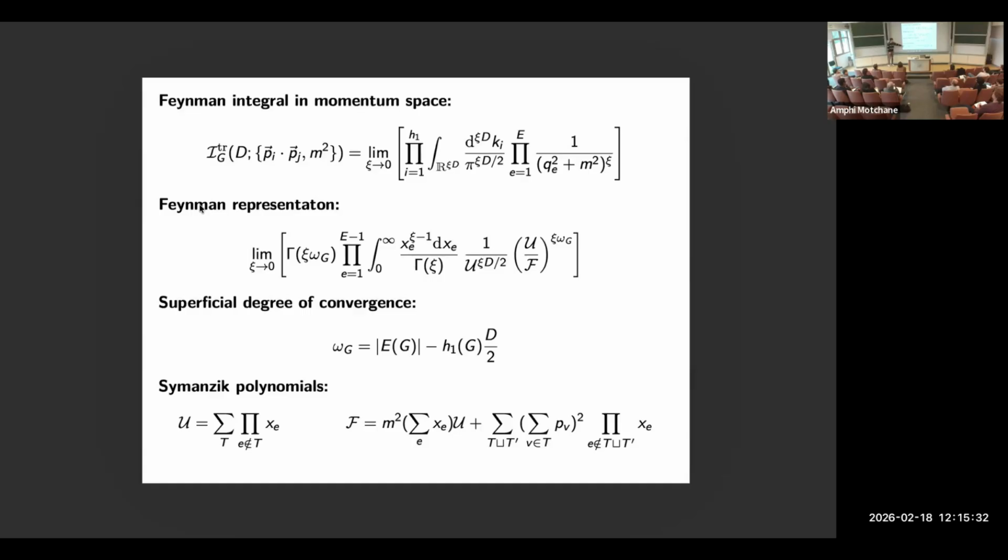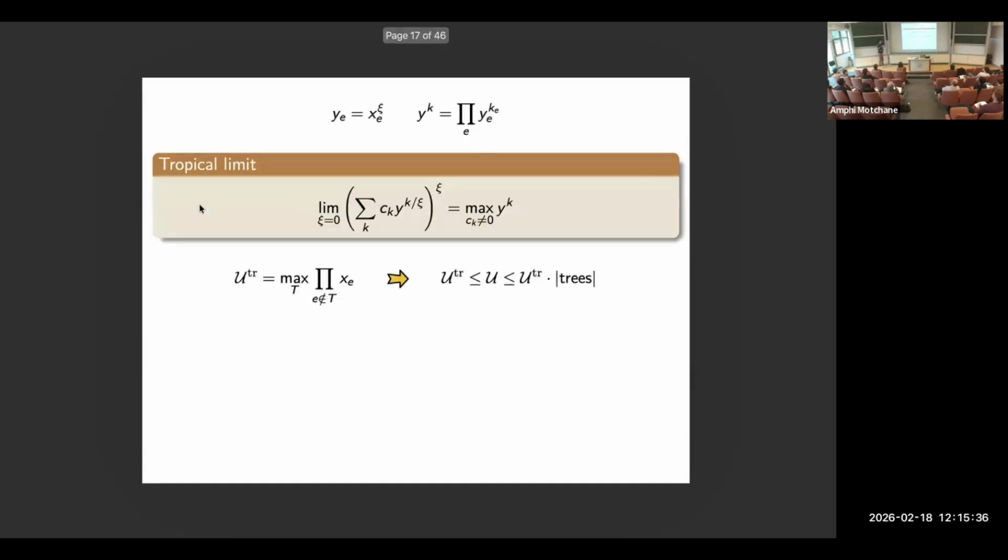This is the formula for these polynomials. That's not really important. They can be computed. What happens in this limit? Very simple. I change variables from the Schwinger parameters x to the y. These are my new variables.